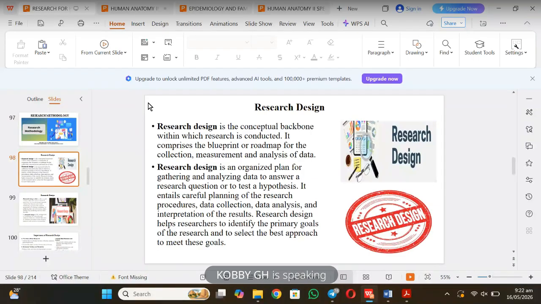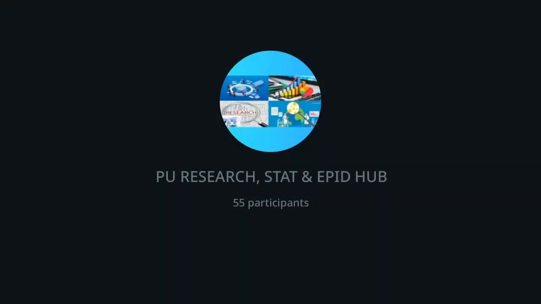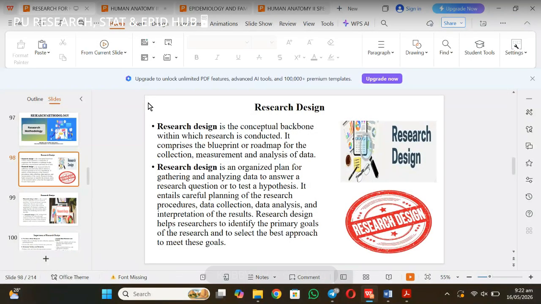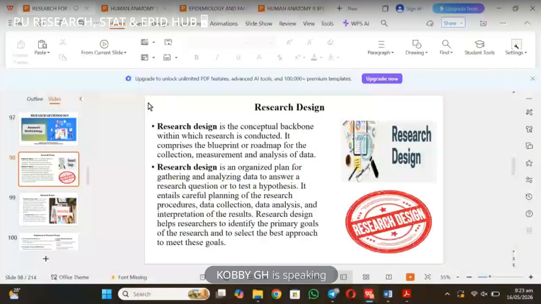So a descriptive cross-sectional study design means that your data collection, as well as all the processes, would be done at a single point in time. Usually a single point in time means you are doing a study among nurses in Pentecost University. When you start, the same day you finish. But ideally, for a descriptive cross-sectional study, the ideal thing is that it should have been done in a day.